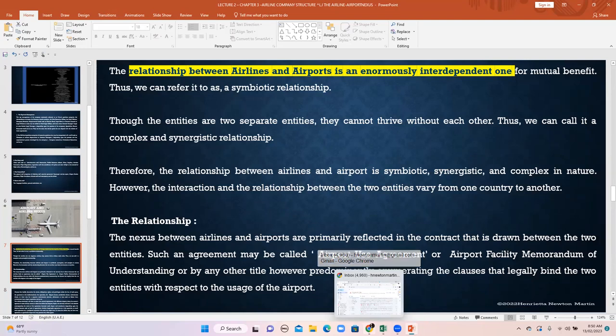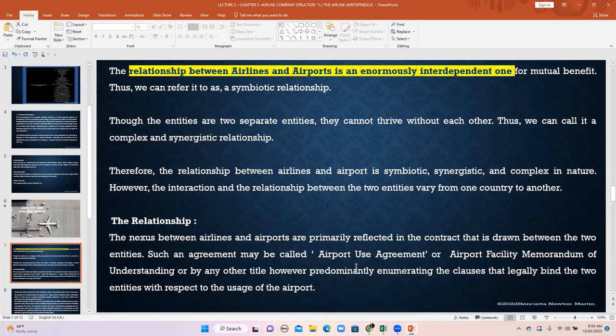in fact independent organizations in themselves, like airlines and airports, are interdependent upon one another, and therefore we prefer to call them as having a symbiotic relationship, because each of them exists for the mutual benefit of the other. Though the entities are two separate entities, they cannot thrive without each other. That means they cannot survive without each other.